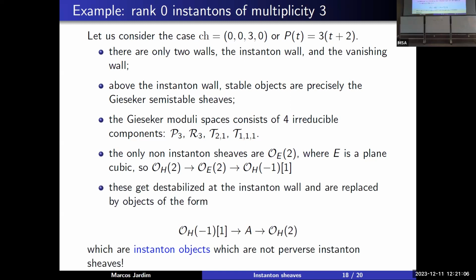What I mean to say with this example is that these non-instanton sheaves get destabilized at the instanton wall and are replaced by objects of this form here, the O1 minus 1 shifted. This is not a sheaf. It's a complex. And it's not a perverse instanton. It's not some kind of instanton that appeared before. They are still quasi-isomorphic to the monad-type complexes. I mentioned this example to try to convince you that there are really more instantons in this derived category than what we have seen before.